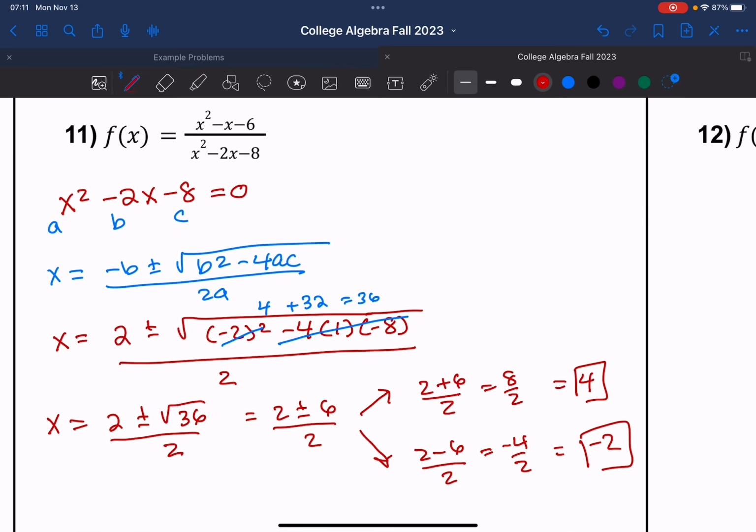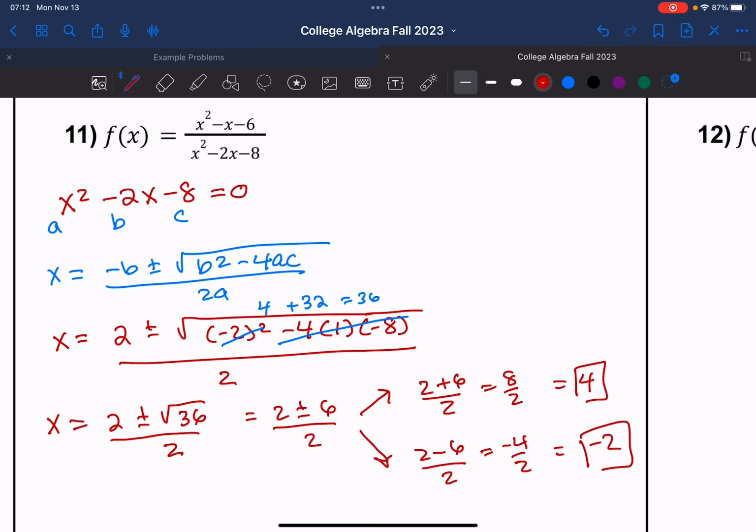And if we would have factored this using the AC method and then factor by grouping, we would get the same exact answer, with much less steps. But if you don't even want to bother with factoring, factoring's not your strong suit, use quadratic formula. It will work every single time.